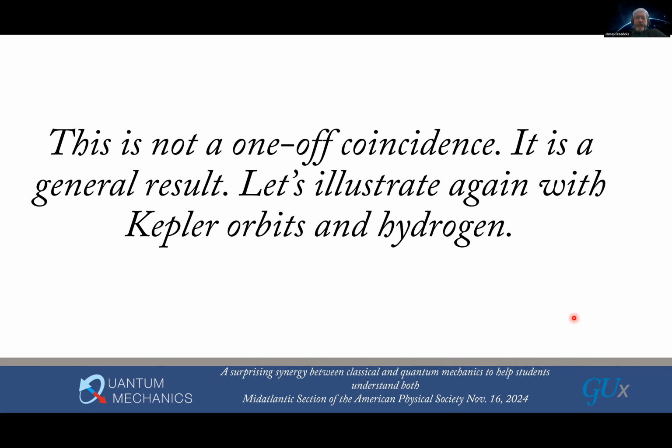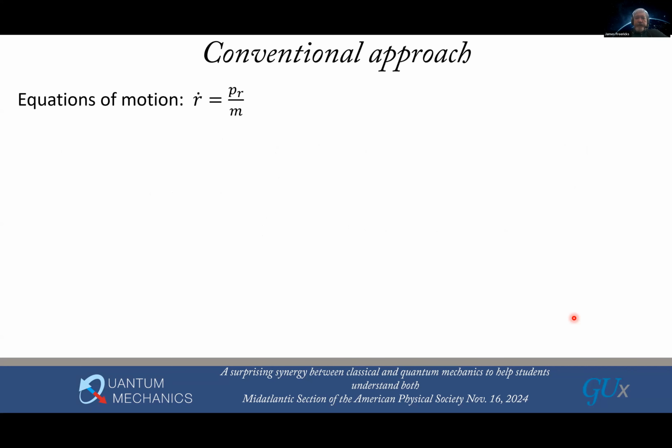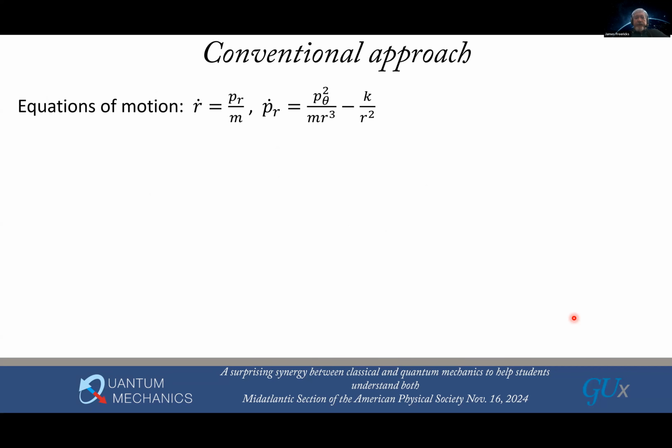It's actually a general result, and I'm going to illustrate it again for you now with Kepler orbits and hydrogen. So let's go back to the conventional approach for gravitational orbits or planetary orbits. We have four equations of motion now. R dot is PR over M. We have PR dot is P theta squared over MR cubed minus K over R squared. K is going to be the constant in the gravitational attraction.